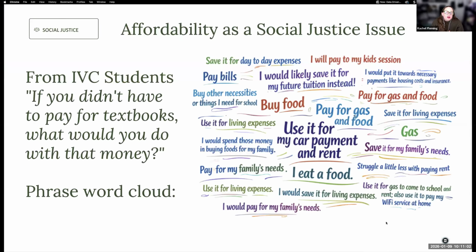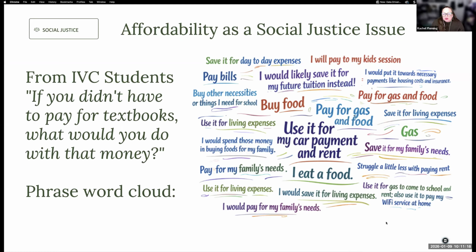So people say, well, Rachel, cost savings is just one thing, though. That's not that big of a deal. One textbook doesn't make or break the bank. And the reality is affordability is a social justice issue. So we are currently running a survey. It is live as of right now with our students.